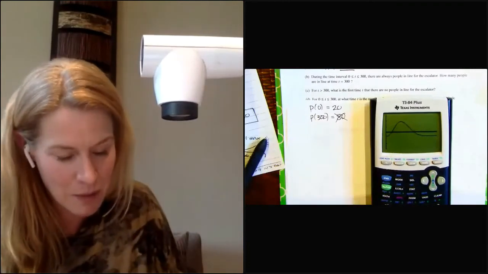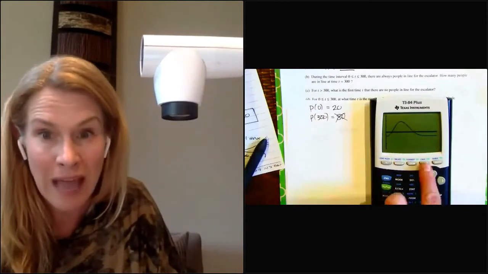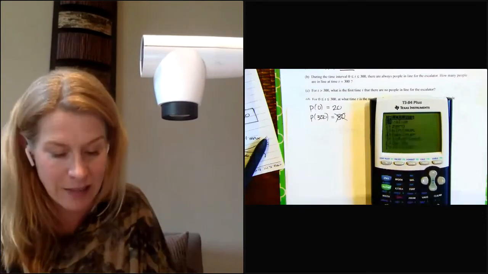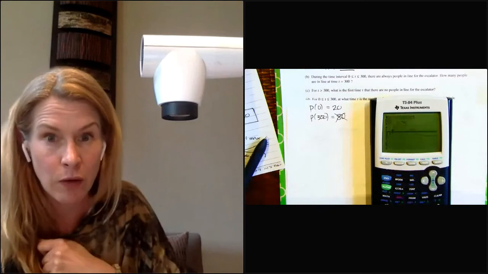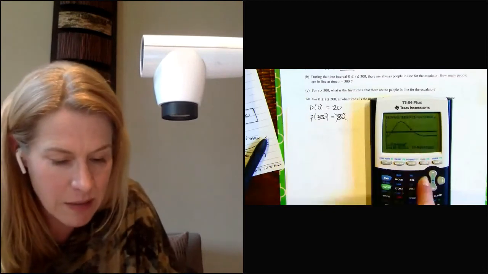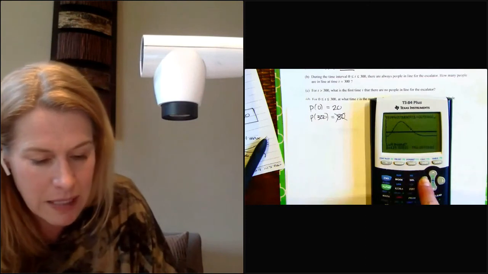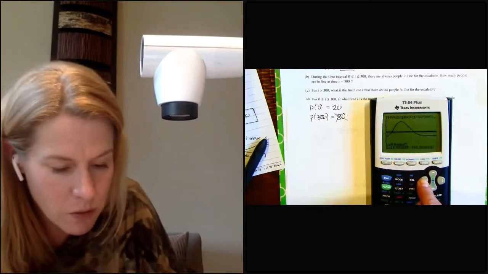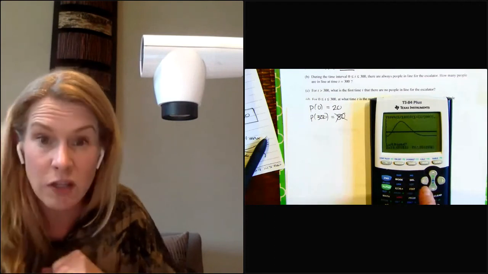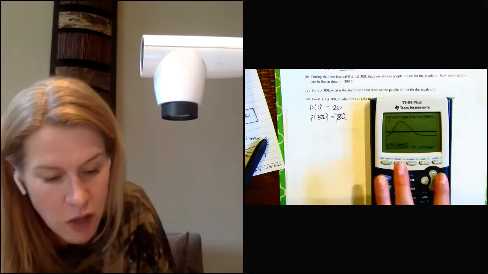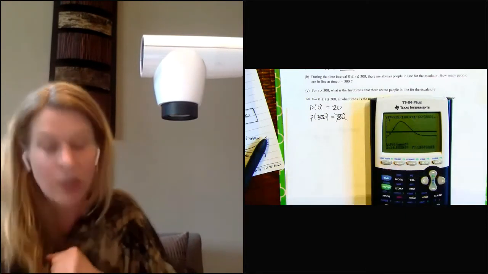I love it. So I'm going to go to the calc here. So second and then calc. And I want to find that 0. So I'm going to pick number 2 for 0. And then it asks me for a left and a right bound. So I'm going to slide this cursor over. Come on, slide, slide, slide. Go. So that we are just to the left of that intersection point. Hit enter. Just to the right of that intersection point, hit enter.